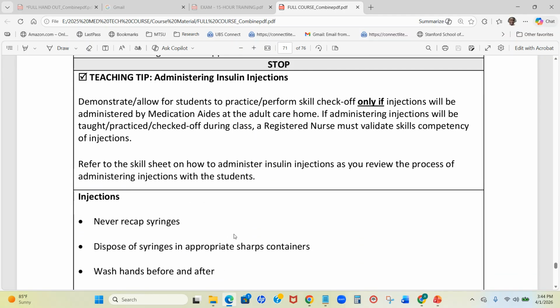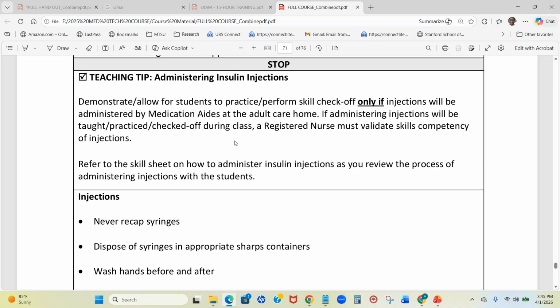All right. So, how to administer insulin injections? So this one is a little optional. However, it's good to learn. But I would like you to know how to do that demonstration. It's definitely important that you know how to use your insulin injections. It's very, very important. Okay.